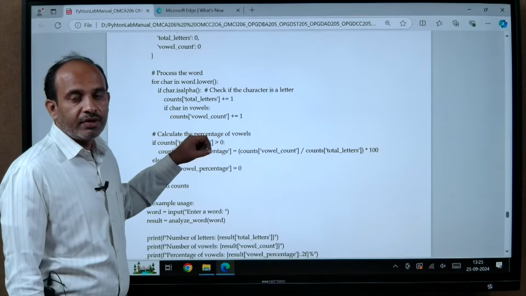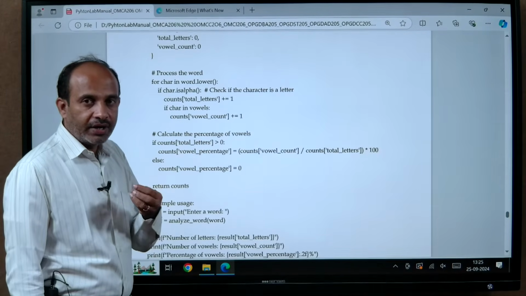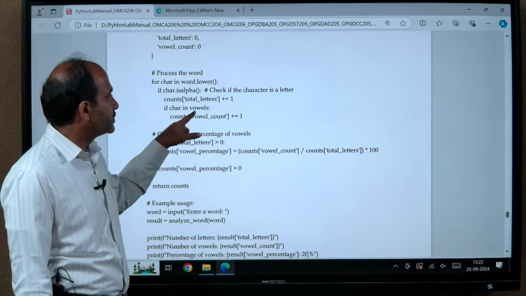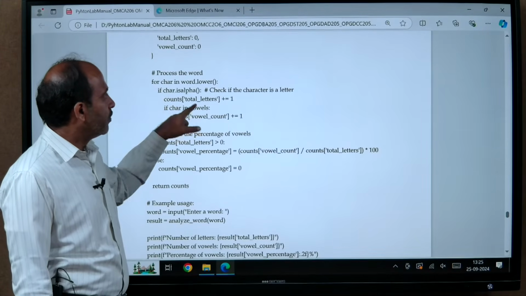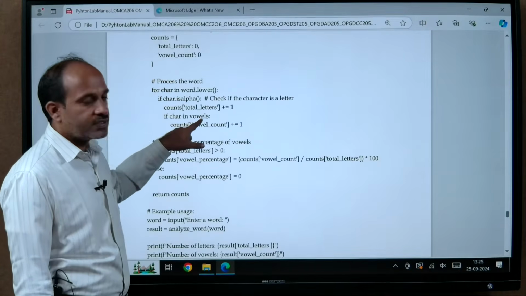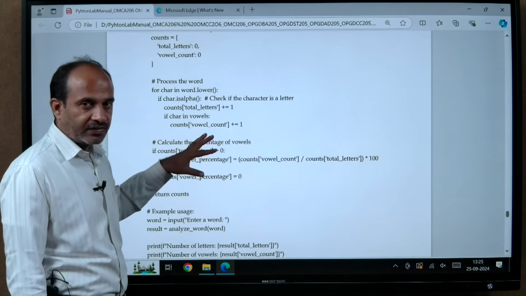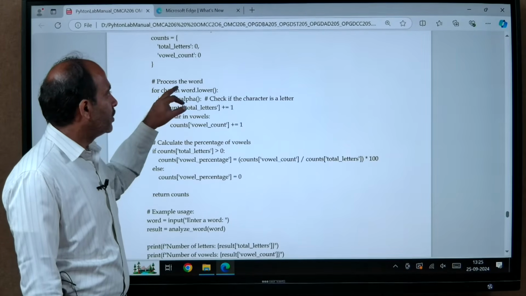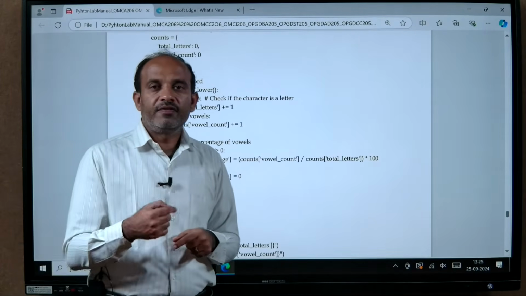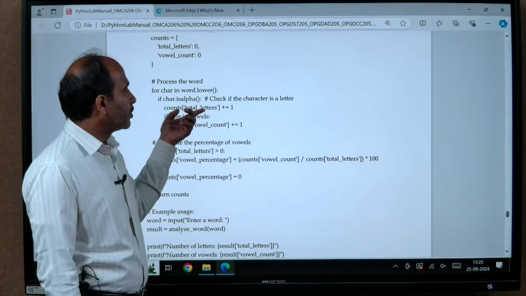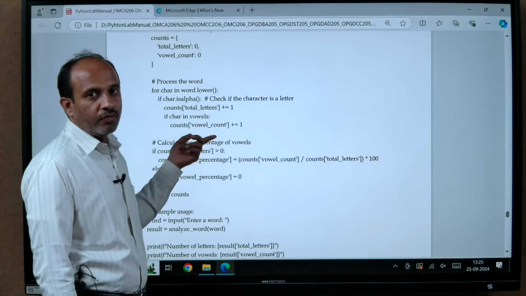Now, I am checking whether the character you have read is part of vowels or not. That is the reason char in vowels. Vowels we have already defined initially, A, E, I, O, U, whether it is in that or not. If it is, then increment the vowel count. Like that, you keep on traversing each and every character in the given word. So finally, we get the count of total letters and the count of vowels.